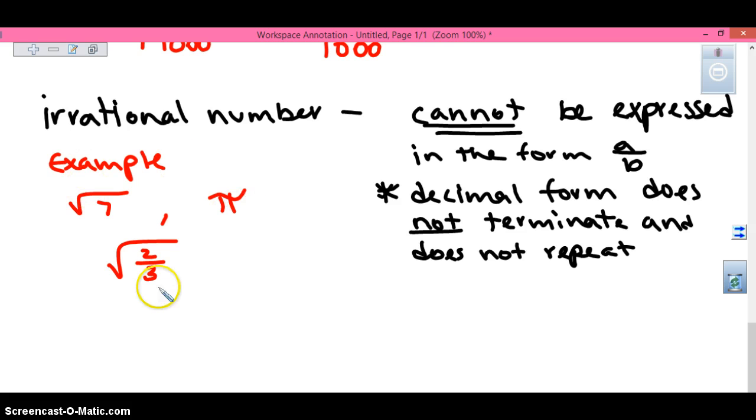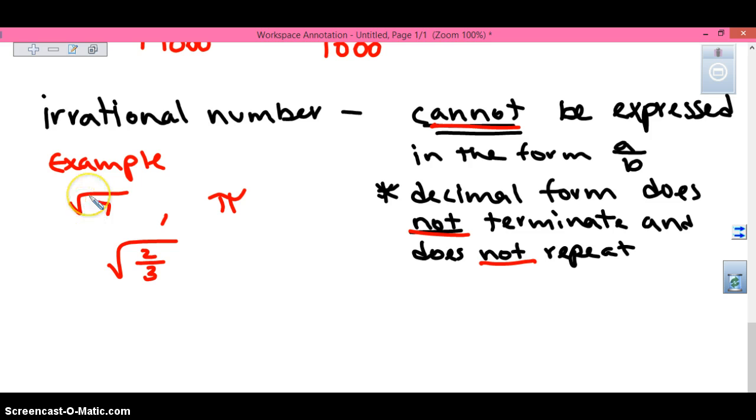So I have here a few examples. Have you heard of pi? 3.14, and it goes on and on forever, right? Now, we don't know that pi ever ends. We abbreviate it as 3.14, and that's how we use it when we're talking mostly about circles. But it's a decimal that does not terminate and does not repeat.